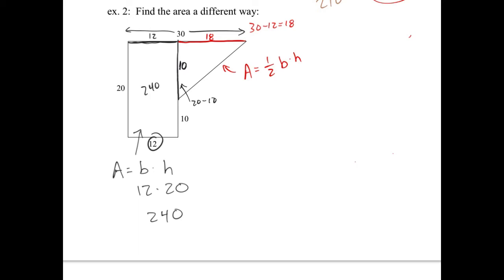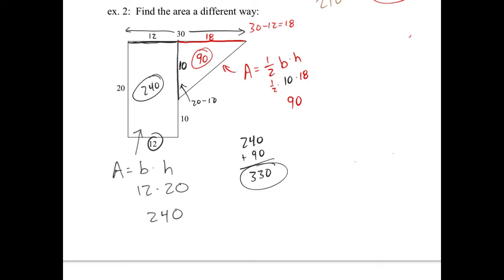And now it doesn't really matter which one you call base and height. I kind of rotate this thing to the side in my head. So I'm going to say base is going to be 10. Height is going to be 18. So we want half of 10 times 18, so 90. So it's going to be 90 total. So I have 90 and I have 240. Any guesses at what we get when we add those two together? 330. Should be 330, same as before. So the total area would be 330.